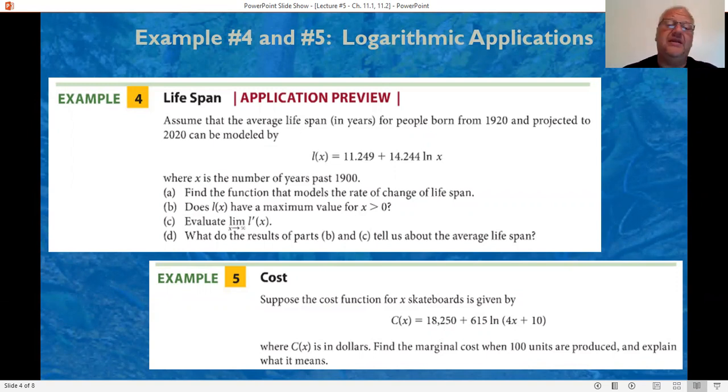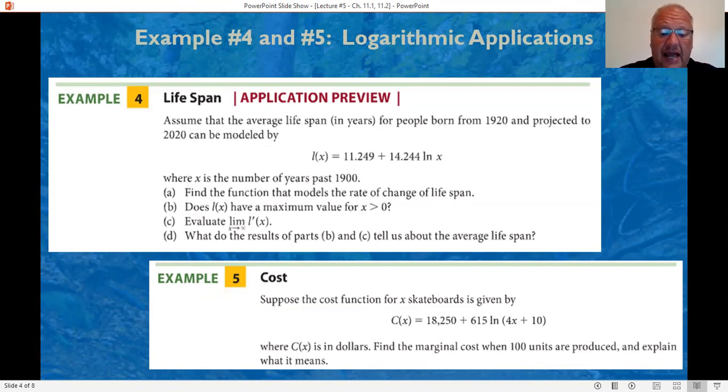It's about lifespan. It says, assume that the average lifespan in years for people born from 1920 and projected to 2020 can be modeled by this function, where x is the number of years past 1900. Again, we have alignment of the data. For example, in 1975, when I was born, x equals 75, and it's important you know how to align the data that way. The first question reads, A, find a function that models the rate of change of the lifespan. Quite simply, find the derivative of the lifespan.